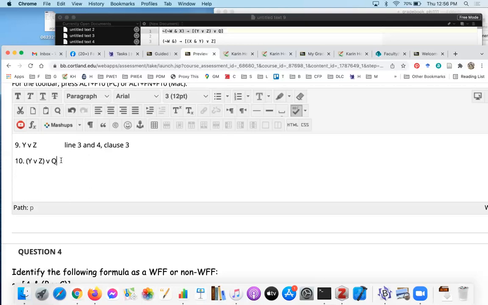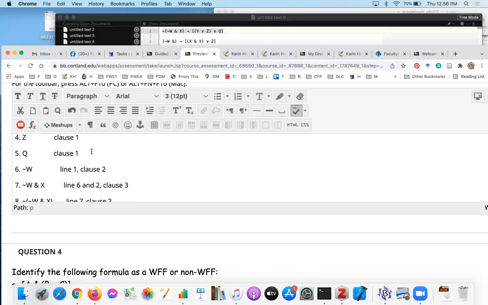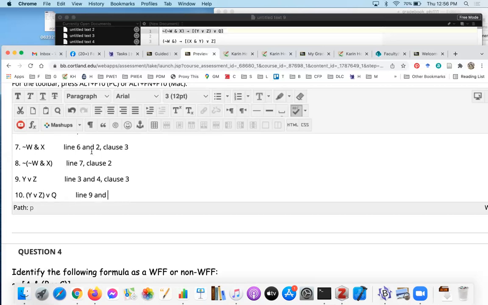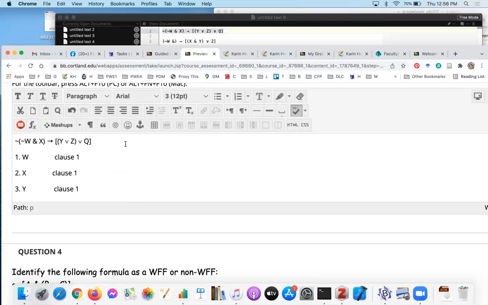Okay. So I'm going to put in some spaces. So that was line 9 and I believe 5, but let me double check that because you don't want to say the wrong line numbers or your proof will be wrong. So line 5 and then clause 3. Now that I've done that, I'm ready to create my final formula.